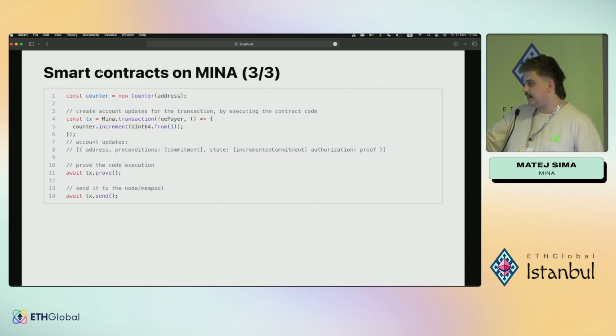As we can see, running the increment method on the counter results in several account updates, and the account updates look simply as follows. So there you have the address, then the preconditions to the on-chain state, and then state updates since you are updating the on-chain state, plus of course the proof authorization.